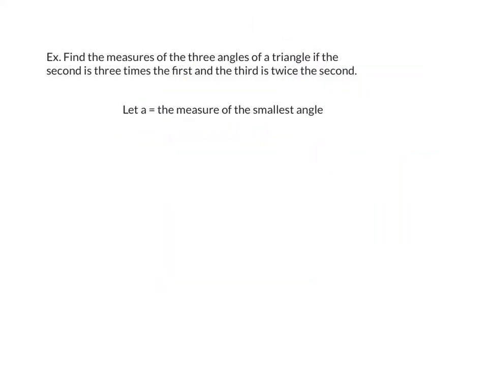For this last example, it's a little bit more difficult just because of the variables. So in this one, you're supposed to find the measures of 3 angles of a triangle, with the second being 3 times the first and the third being twice the second. Just to make things easier, let's go ahead and just assume that A is the measure of the smallest angle. That means that the second angle, since it's 3 times the first, would be 3A. And the third angle, since it's twice the second, would be 2 times that 3A.